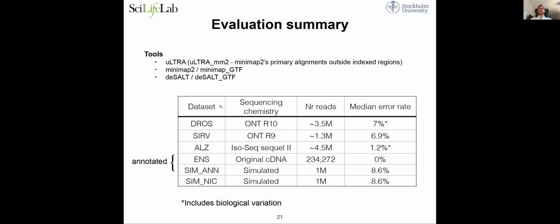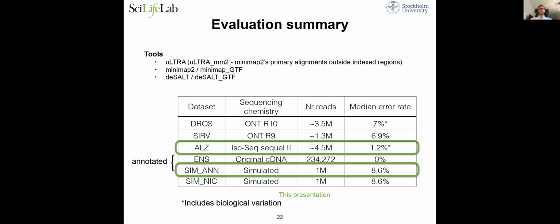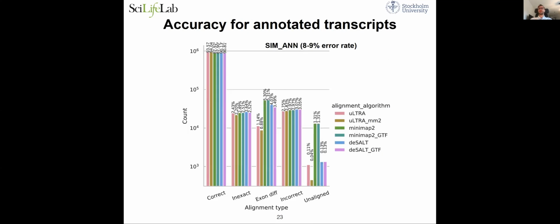And in the paper, we looked at several different data sets. We looked at 2 different Oxford Nanopore sequencing data sets, 1 PacBio, and 3 different simulated data sets with various error rates. In this presentation, I will only discuss 1 simulated data set and the PacBio Alzheimer's sequencing data set. The results in these will be indicative of the rest of the data sets, so details are in the paper.